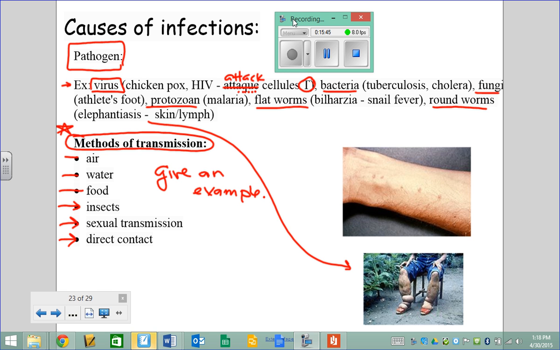Would anyone like to ask any questions about how you get an infection or how it's transmitted? All right.